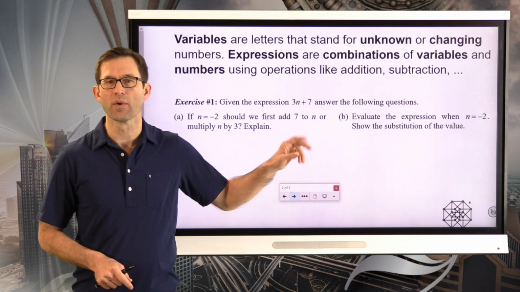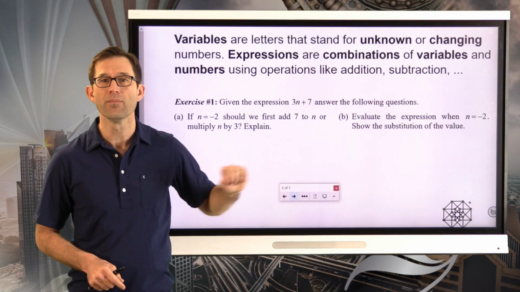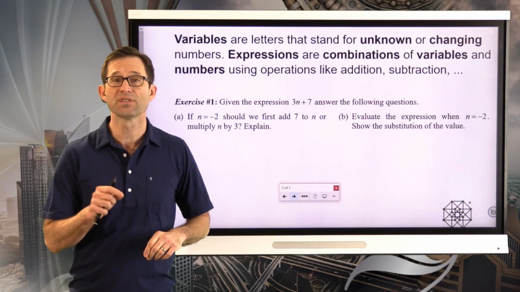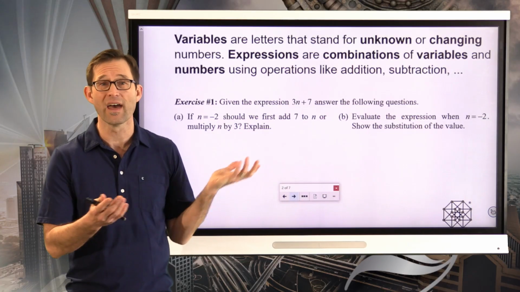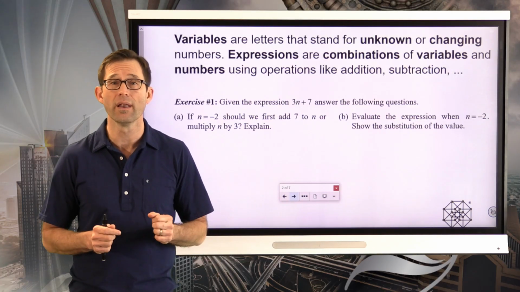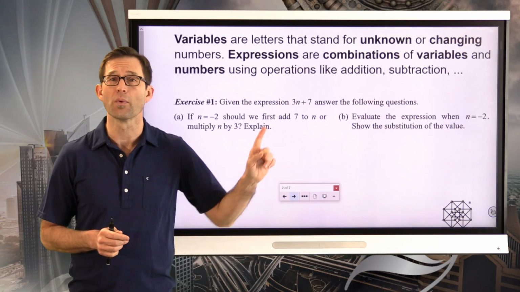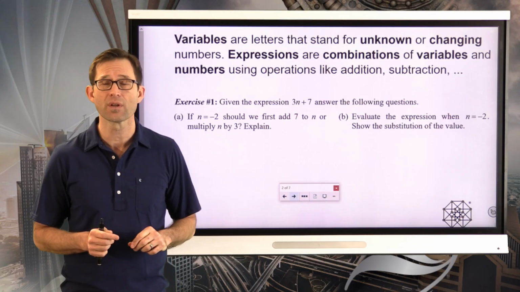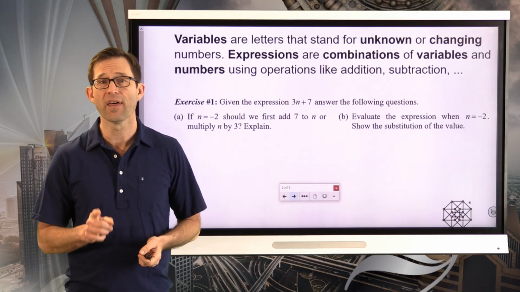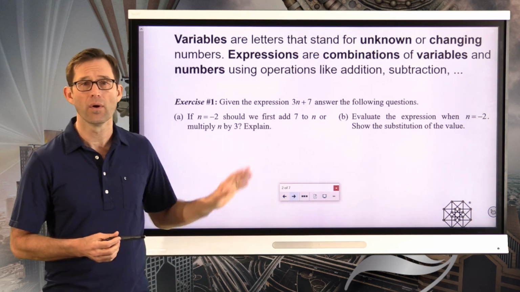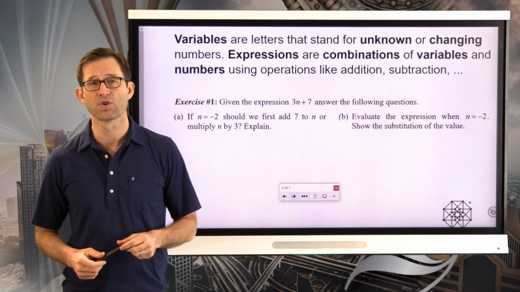In this calculation, we've got a multiplication by 3, and we've got an addition of 7. And the question is, if I supply you a value of n, not necessarily n equals -2, but any value of n, what should we do first? Should we add the 7 to the n first, and then multiply by 3? Or should we multiply by 3 first, and then add the 7? Pause the video now, and see if you can remember what the answer to A is.